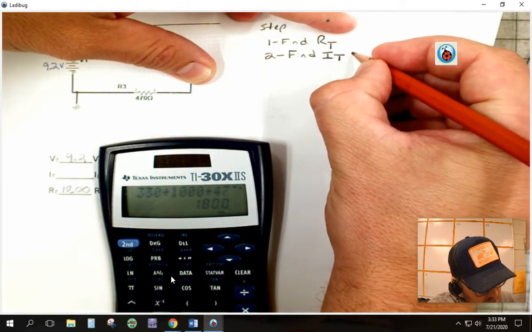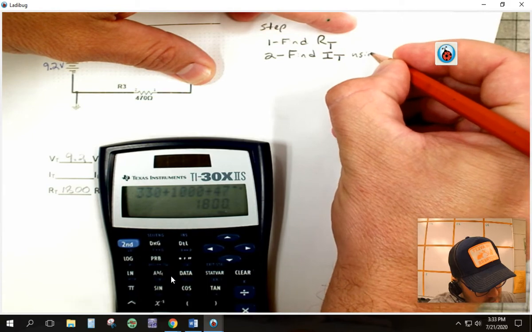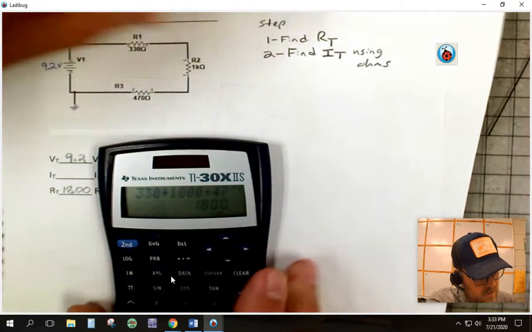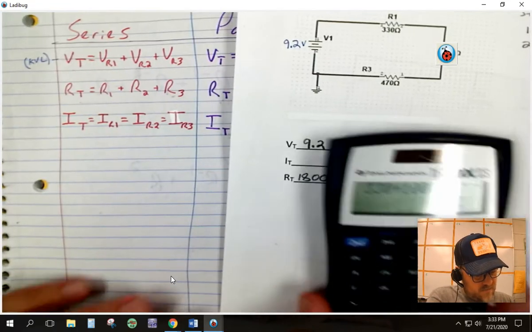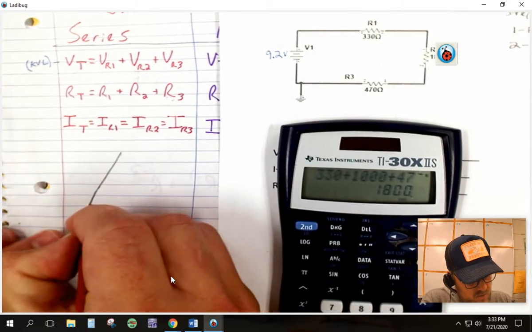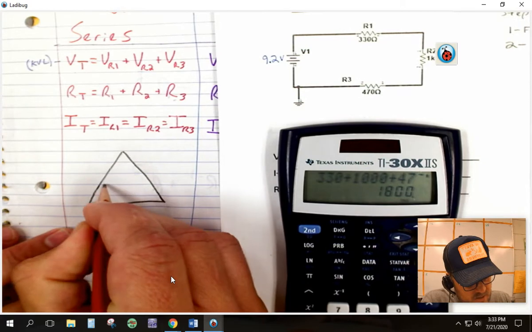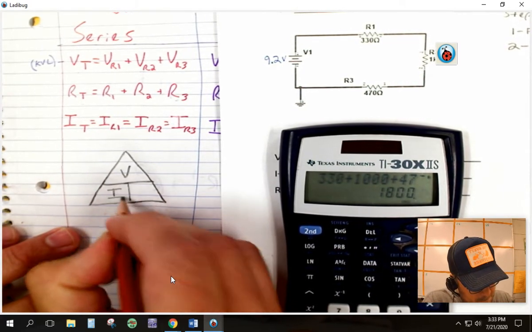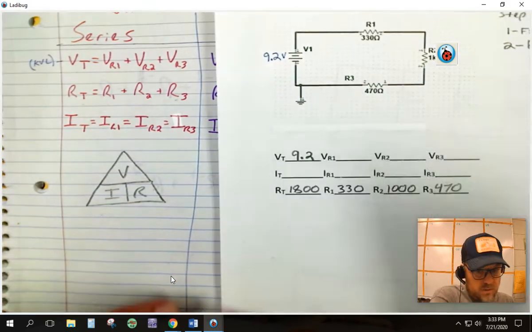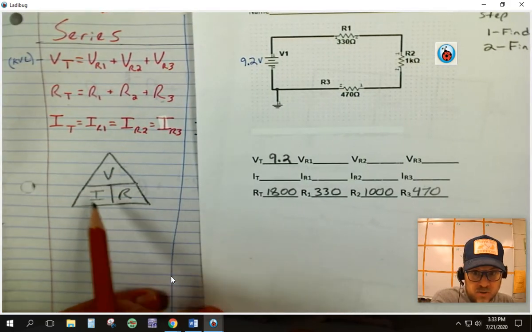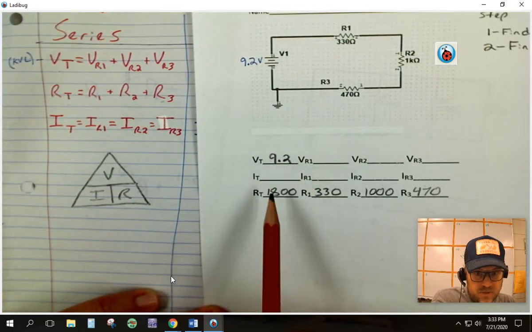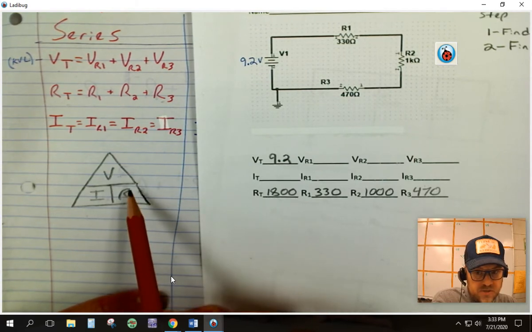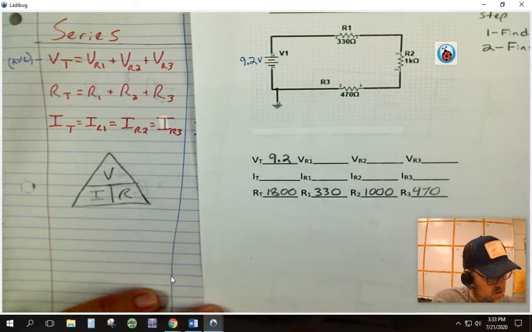And I'll make a note here using ohms. Okay, so I don't have that. Well, we can do the triangle real quick, and I can draw that. I need to put that on here. So when I look back over here, here's my Ohm's law triangle. I've got my voltage and I've got my resistance, and I want to find my current. So voltage divided by resistance is going to give me current.